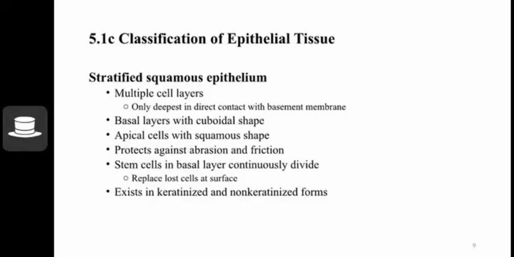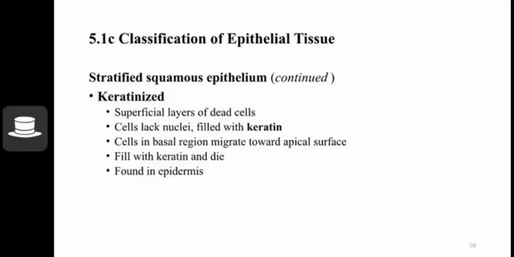Our stratified squamous epithelia, I talked about this a little bit in our last video. This is where we're going to have different shapes of cells throughout, but remember, we're only looking at the apical surface for our classification. And at the apex, it's all squamous. So this comes in keratinized and non-keratinized, and we use this a lot in the cutis, in the skin. It's very protective.